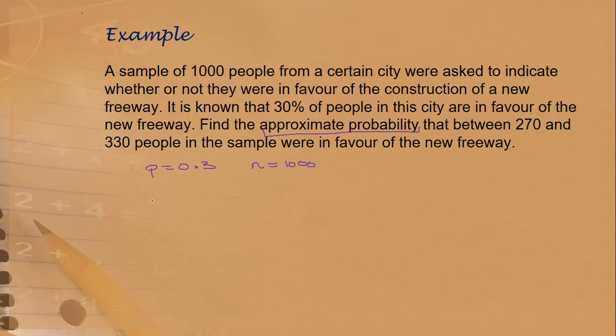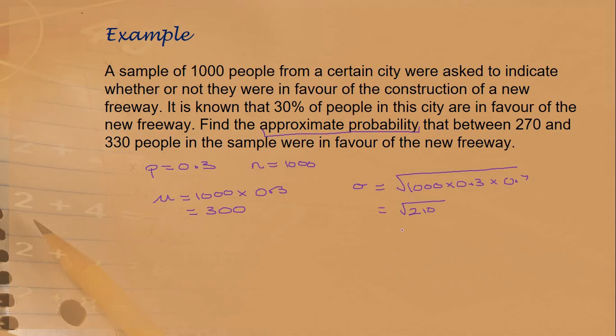To start with, we need to work out our mean and standard deviation. The mean is equal to n times p, so that's 1,000 times 0.3, which gives us 300. The standard deviation is equal to the square root of the variance, which is n times p times 1 minus p, which is 0.7. This gives us the square root of 210, which will give us an approximate decimal.